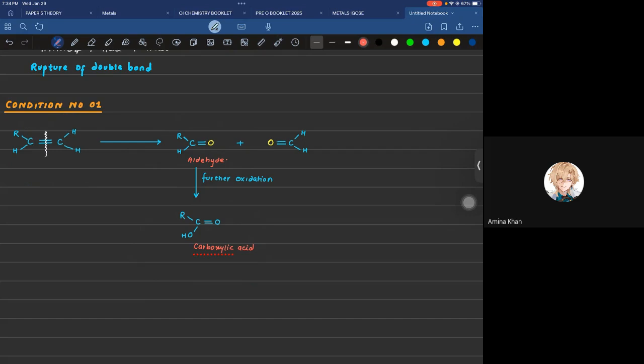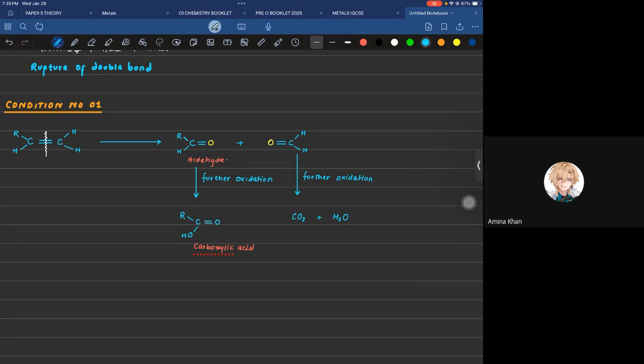And also, if you have this product, when you have two hydrogens attached to the same carbon atom, again the further oxidation would occur, and you will see that carbon dioxide and water would be formed.